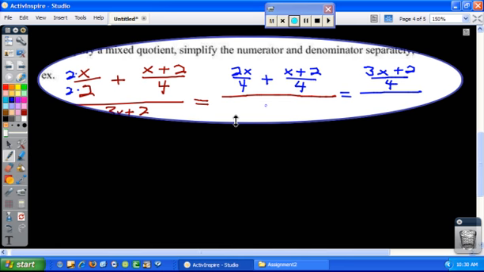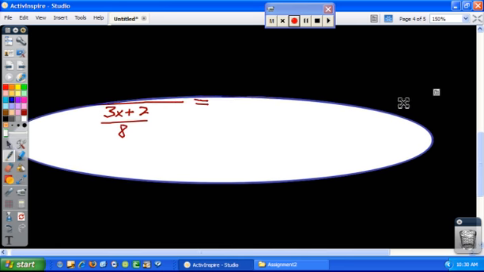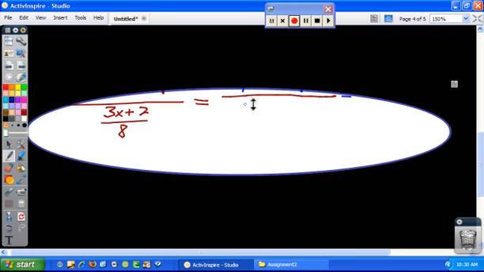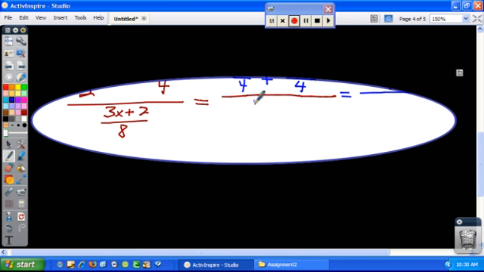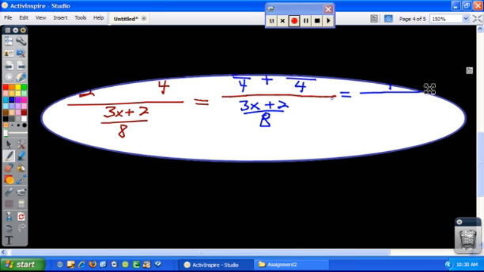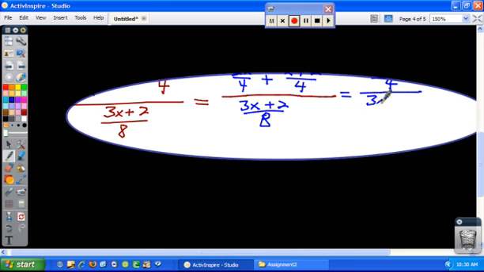And now it's time to ignore the top and just focus on the bottom. And the bottom, actually, there's not really anything to do except to bring it across, so let's do that. So I have 3x plus 2 over 8. Sometimes you'll have to simplify the bottom as well. It just depends on the problem. 3x plus 2 over 8.